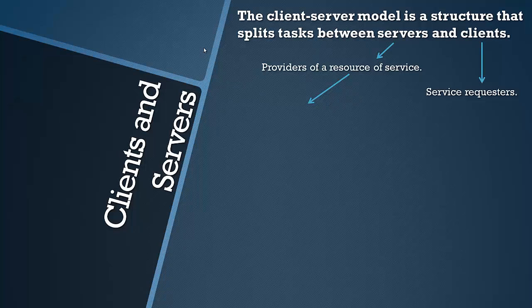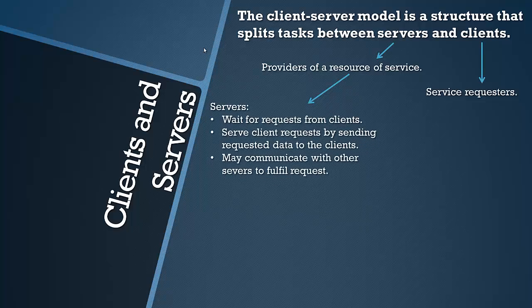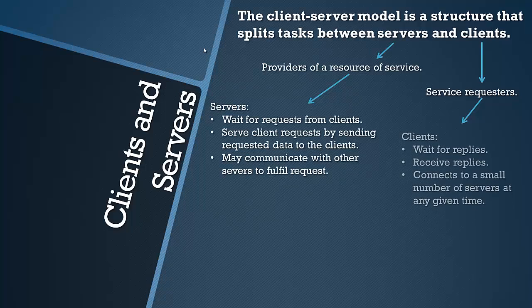So let's have a look at some characteristics of servers and clients. Servers always wait for requests from clients. They serve client requests by sending requested data to the clients. And they may also communicate with other servers in order to fulfill the request. They may be programmed to request data from other servers if a specific request is made from the client.